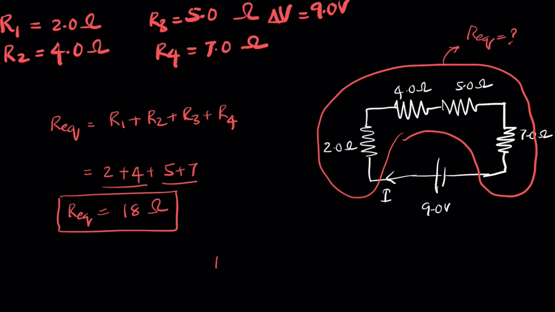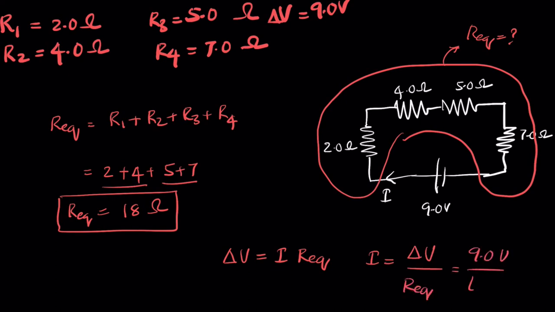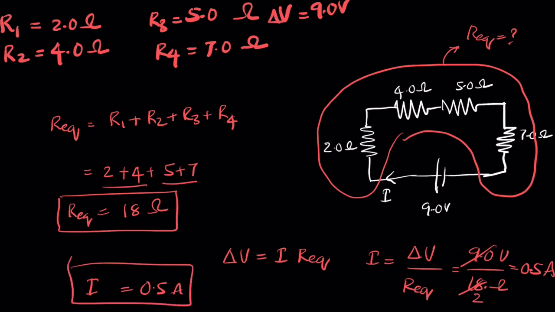Now if you want to find the current I, we know the formula for delta V is I times R equivalent. We want I here. I becomes delta V over R equivalent. Delta V is 9 volts, R equivalent is 18 ohm. So 9 ones, 9 twos, so you get 0.5. The unit for current is ampere. So the current that is passing through the circuit is 0.5 amps. So this is your answer.